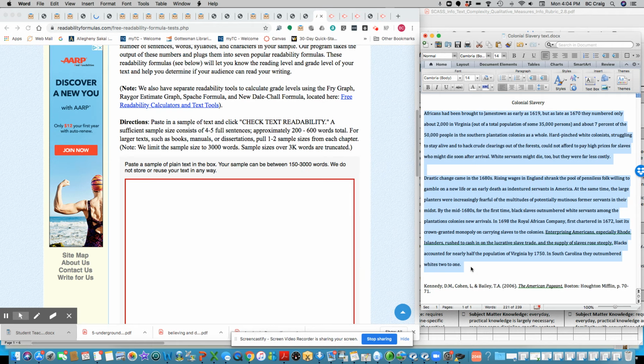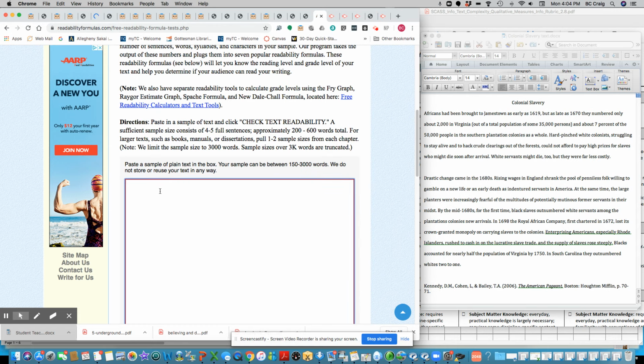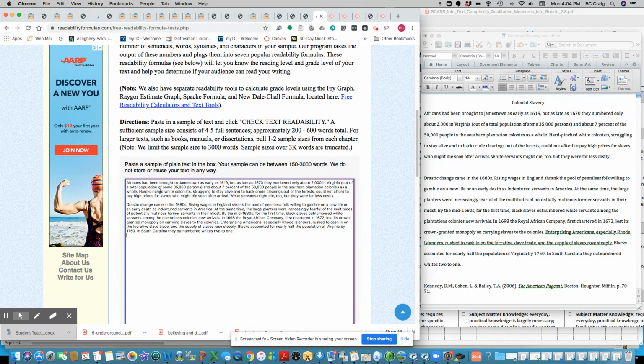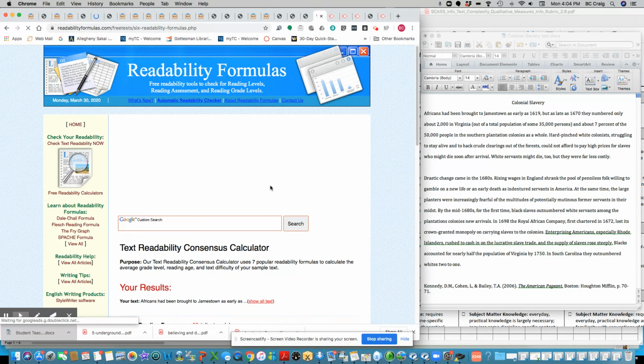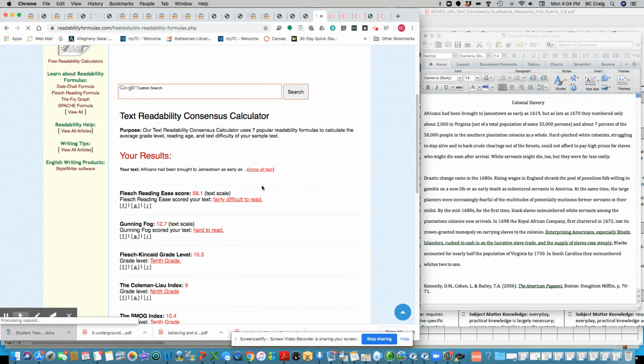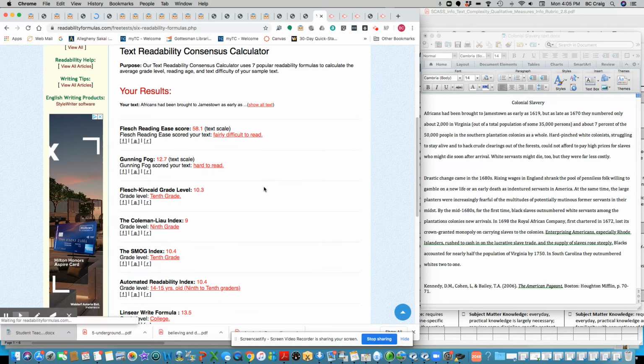So here's a section from an American history textbook on colonial slavery. One thing I can do to check on its readability is actually just to cut and paste it and put it into a readability checker like this one. You can get these free online, and to be honest, they actually are built-in features of both Microsoft Word and Google Docs, so you can do it from there as well.